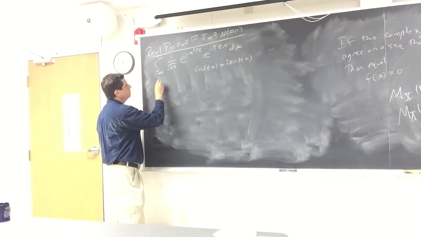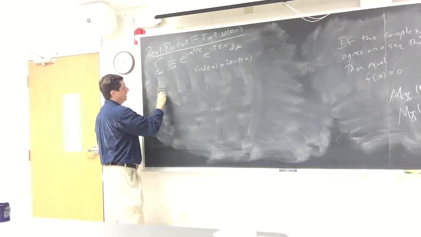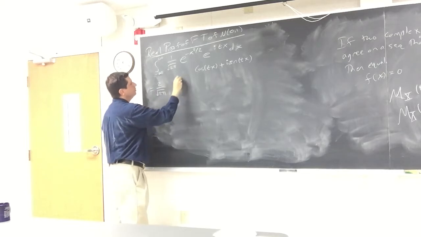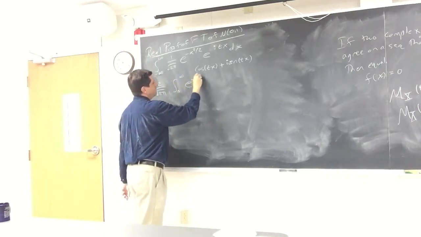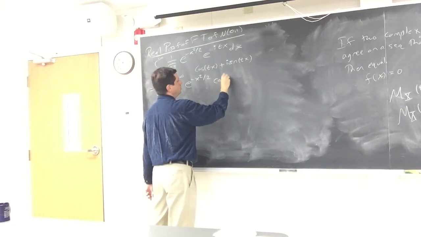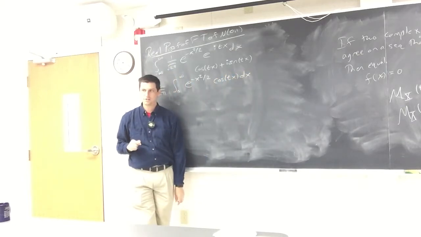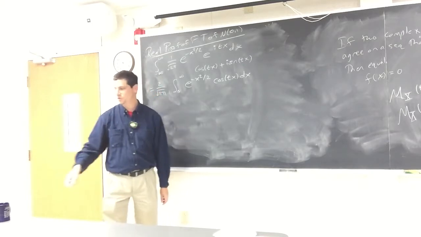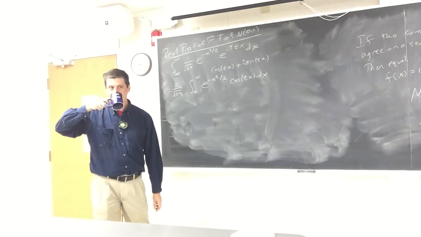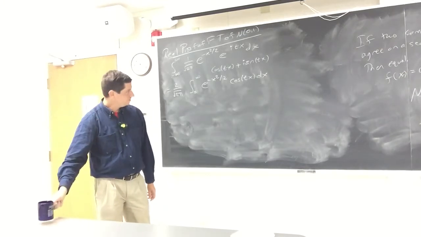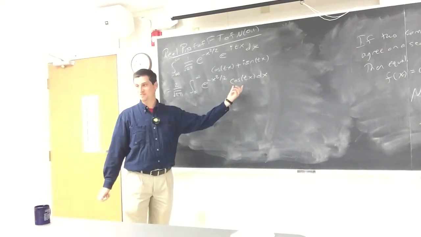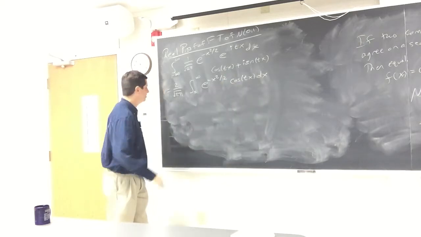So this is 2 over square root of 2 pi, integral from 0 to infinity, e to the negative x squared over 2 cosine of tx dx. All right? When you see cosine, do you think of anything about cosine? Do you know any formulas for cosine? How would you compute cosine? Oh, you actually want to replace this with an infinite sum? All right, let's do it.